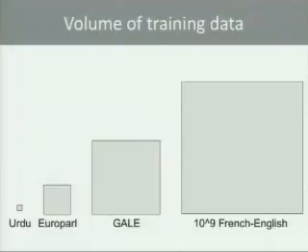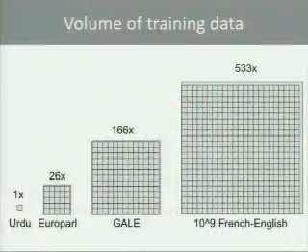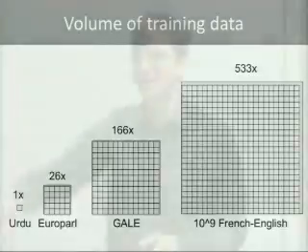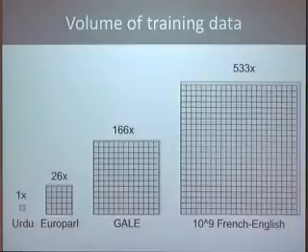So here's an illustration of the size of the training data. For Urdu, we've got 26 times as much for the European Parliament corpus. We've got over 150 times the amount of data in the GALE project. I built a really big French-English parallel corpus by crawling everything I could possibly find, which is 500 times the size of our Urdu. So Urdu is basically Hindi written in Arabic script, right?